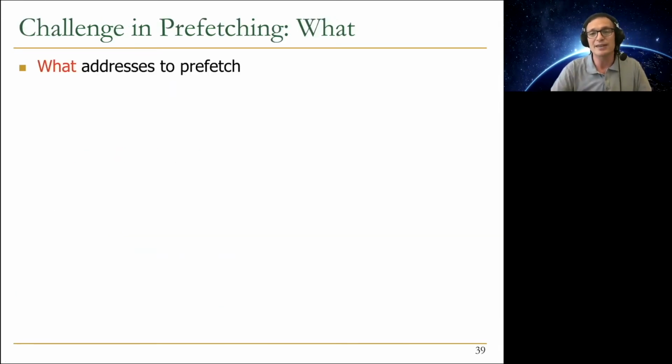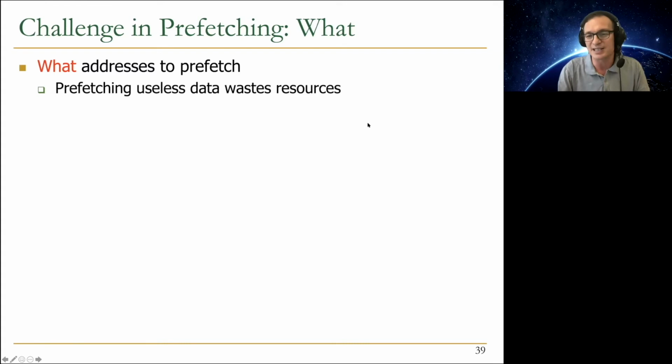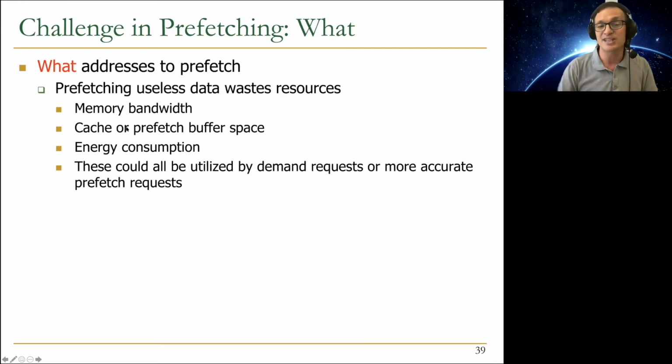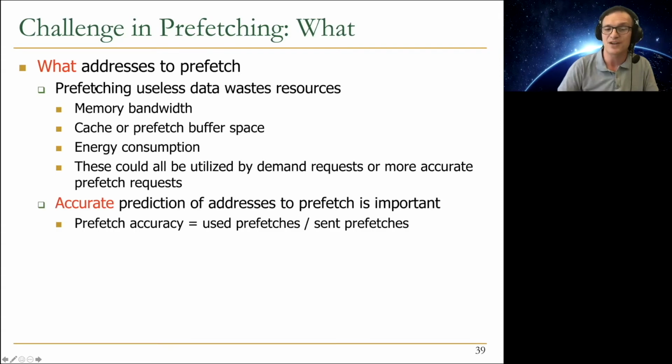Okay, let me give you two examples of these questions. So what is an important question? What addresses to prefetch? Clearly, it's important to decide what to prefetch, because prefetching useless data wastes resources. It wastes memory bandwidth. It wastes cache and prefetch buffer space. It causes energy consumption on interconnects, clearly. And all of these could be utilized by demand requests or more accurate prefetch requests. So you should really be accurate in your prefetching. So accurate prediction of addresses is important.